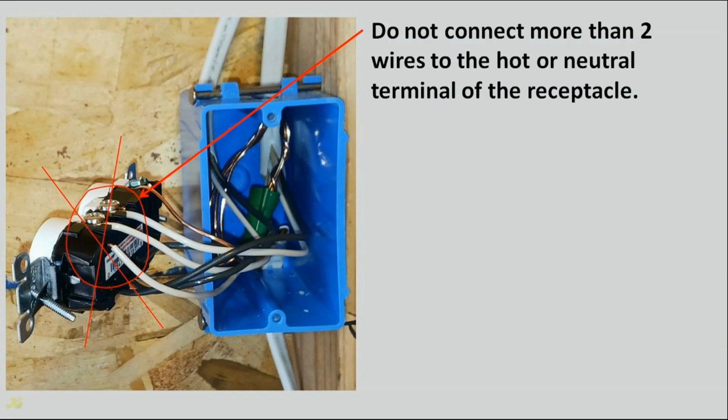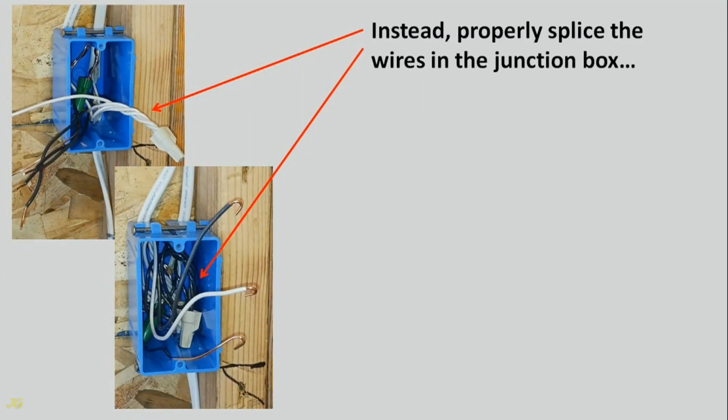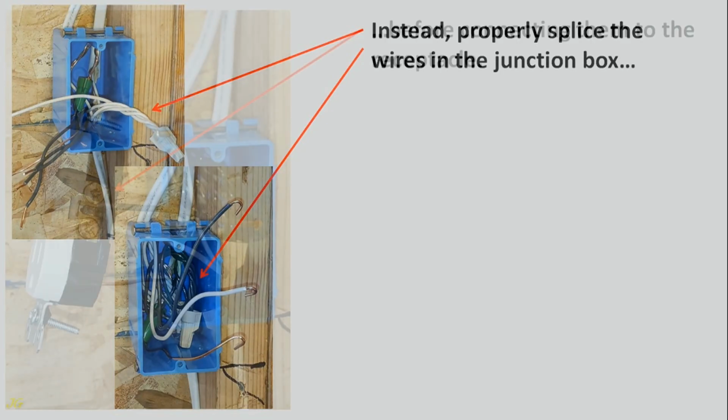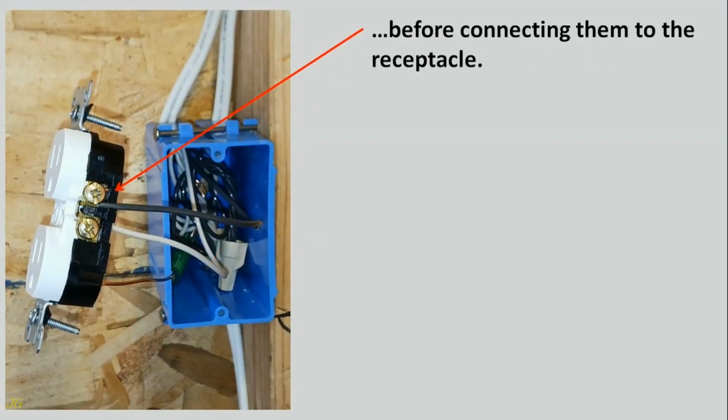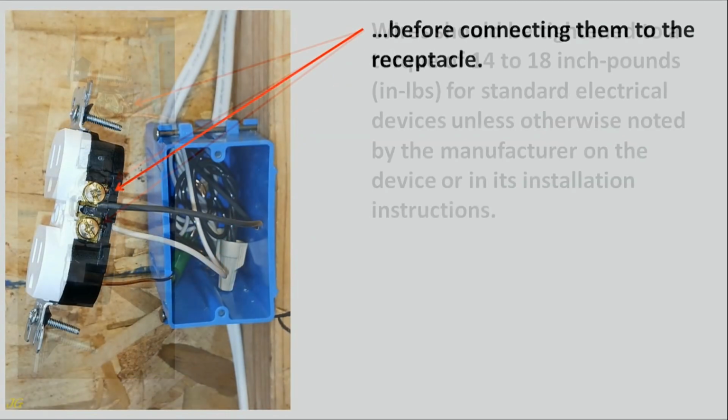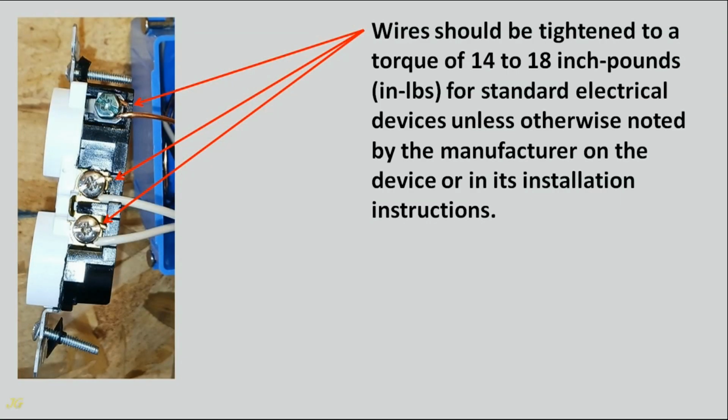Do not connect more than 2 wires to the hot or neutral terminal of the receptacle. Instead, properly splice the wires in the junction box before connecting them to the receptacle. Wires should be tightened to a torque of 14 to 18 inch-pounds for standard electrical devices unless otherwise noted by the manufacturer on the device or in its installation instructions.